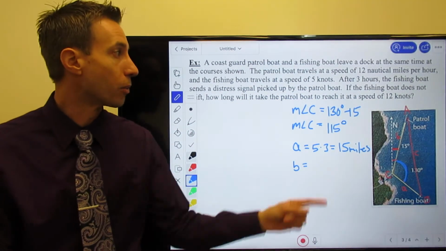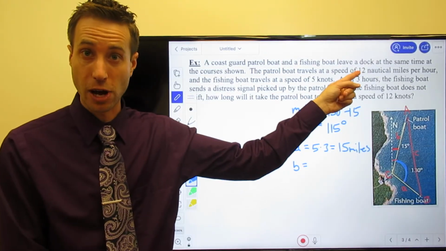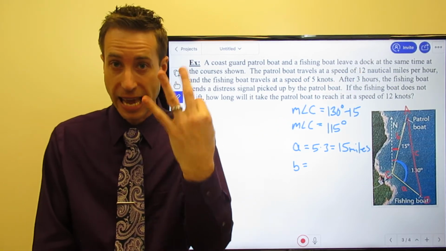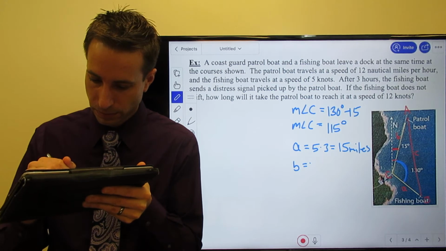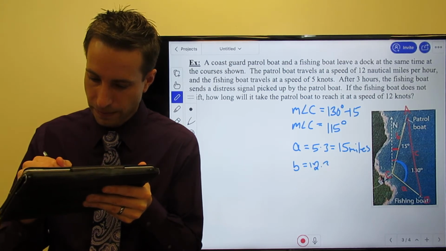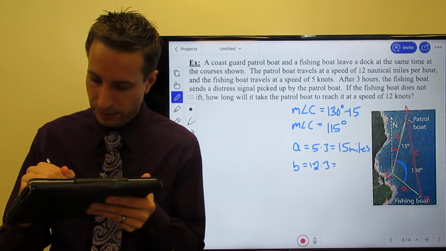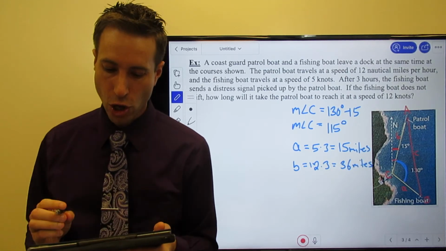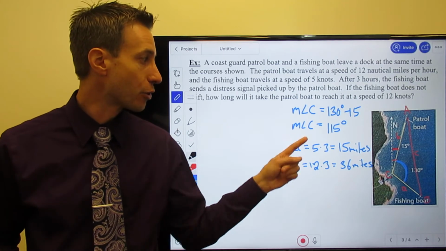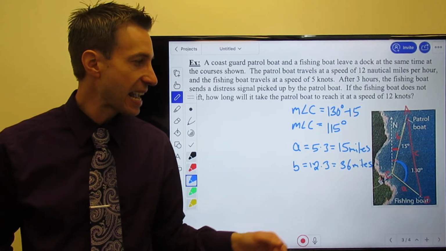Well, B was the patrol boat. The patrol boat's going 12 nautical miles, or 12 knots, again, for 3 hours. 12 times 3 is going to be 36 miles. Okay, fantastic. So there we go. I now know the measure of angle C, and sides A and B.